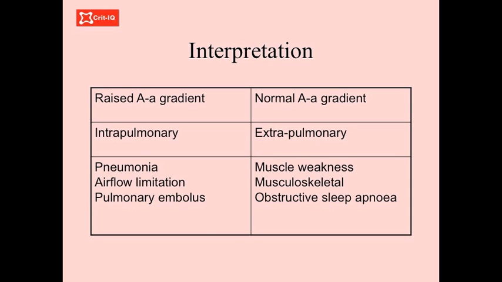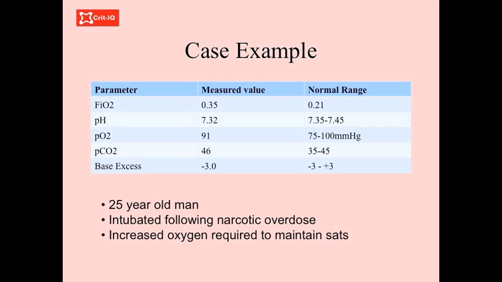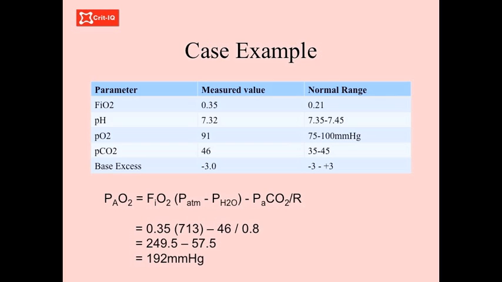Consider this case example. The following blood gas is obtained from a 25-year-old man who was intubated for a drug overdose. He was found unconscious with vomitus in his mouth. His recorded saturations are low, though his CO2 is mildly raised. Could this be the cause of his hypoxia?